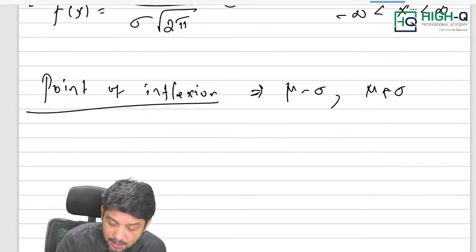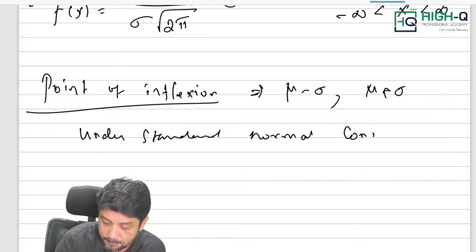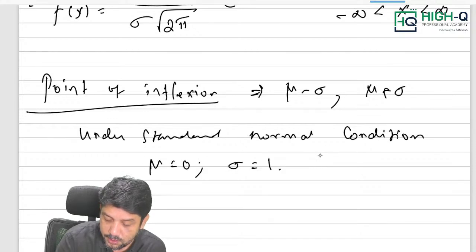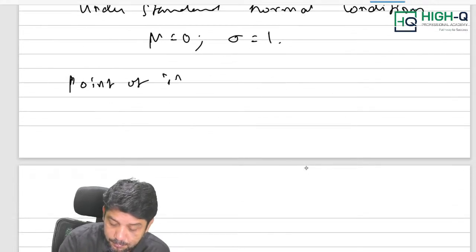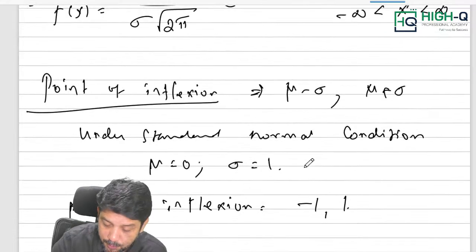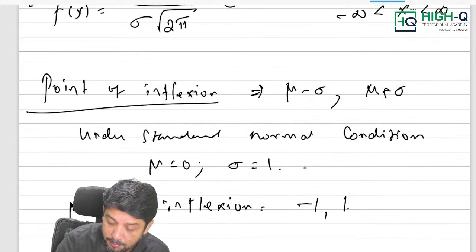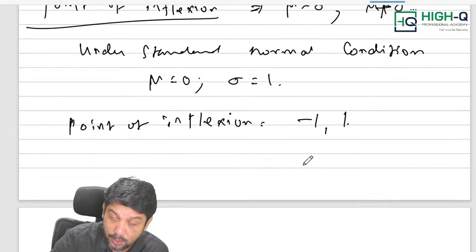Under standard normal condition, please understand, mu is always 0, sigma is always 1. So therefore, what will the point of inflection be? Point of inflection will be minus 1 comma plus 1, because mu is 0, sigma is 1. So accordingly, minus 1 comma plus 1. That is what point of inflection is all about.